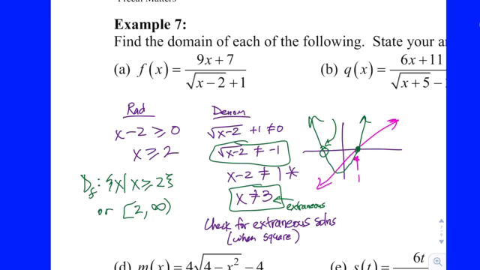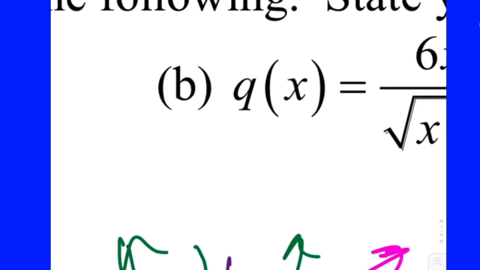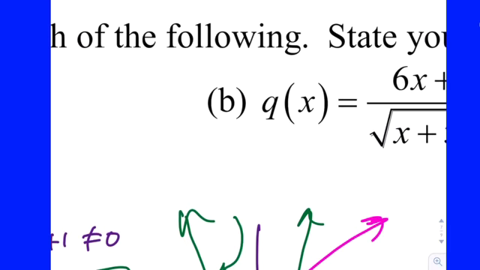We will pick up tomorrow with Q of x for Quentin Pipes of x. Maybe he'll be with us tomorrow. He's still on our roster.